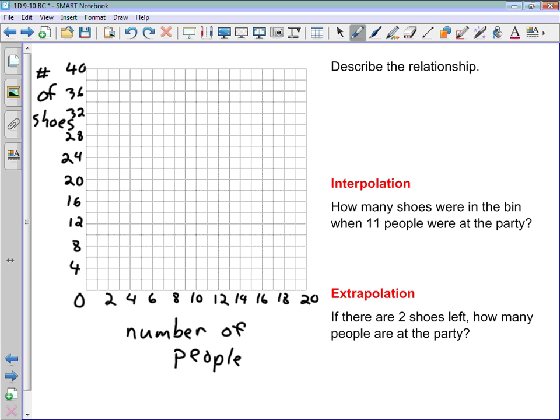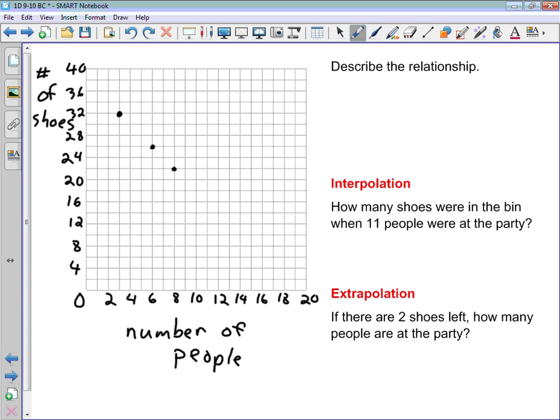So each box here along the side represents 2 shoes. All right, let's fill in our graph here. Number of people, when it was 3, we were at 32. When it was 6, we were at 26. When it was at 8, we go up to 22.